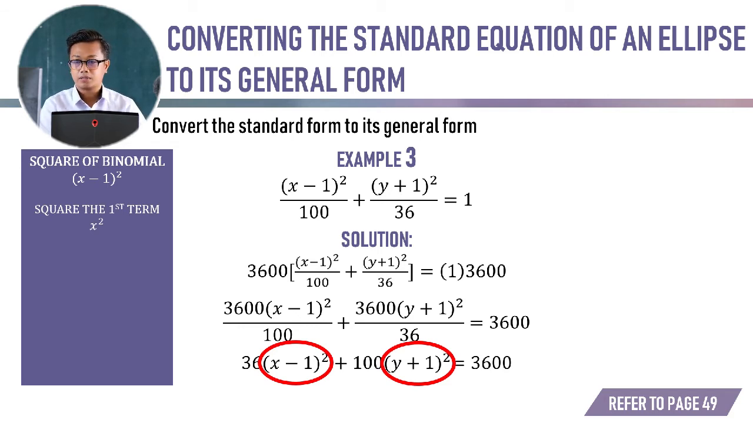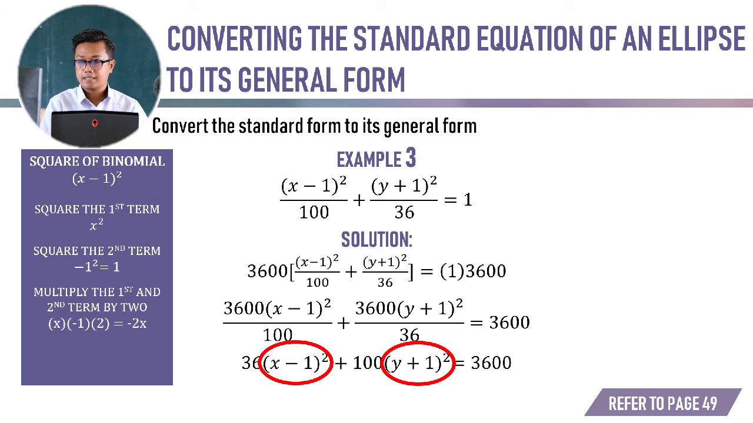So, ang first term natin is x. So, the square of your x is equal to x squared. Next, you're going to square the second term. So, ang second term ta is negative 1. So, negative 1 squared is equal to 1. And lastly, we need to multiply the first and the second term by 2. So, this becomes x multiplied by negative 1 multiplied by 2 is equal to negative 2x.